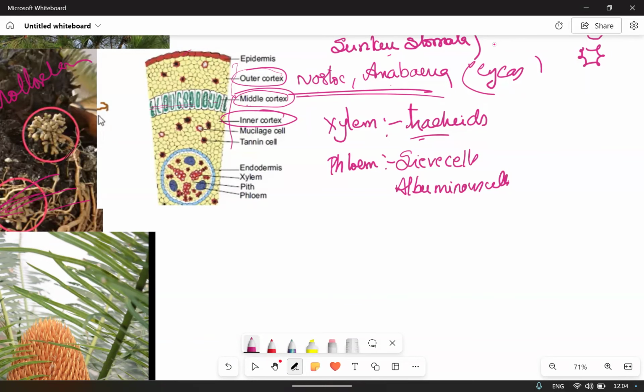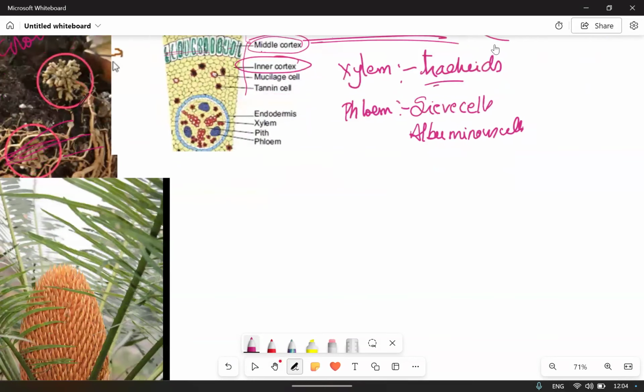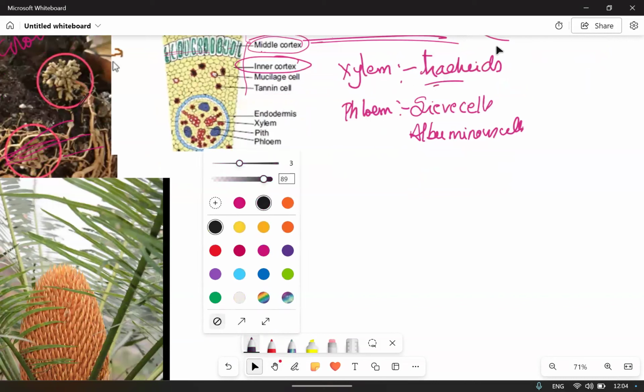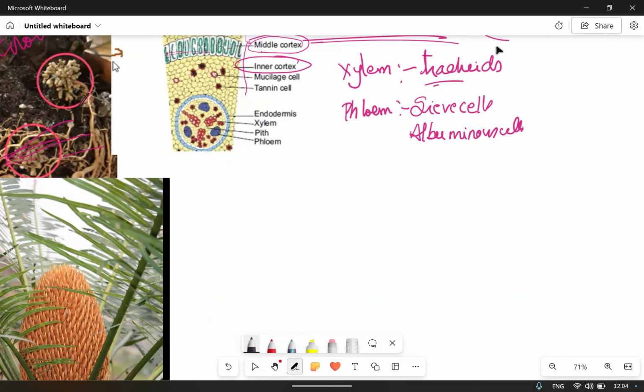Then come to the reproduction. In bryophytes, what about the spores? Homosporous or heterosporous? Homosporous. In pteridophytes, some are homosporous, the majority, and some have the heterosporous condition.